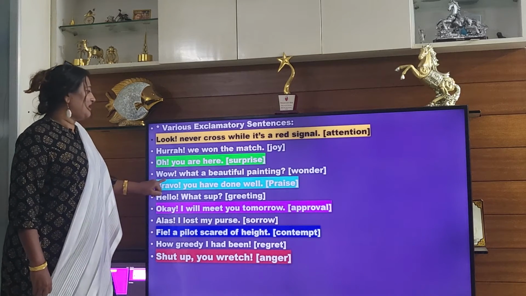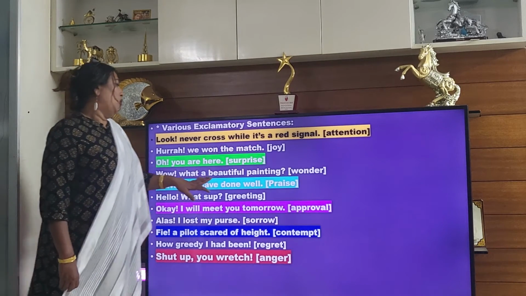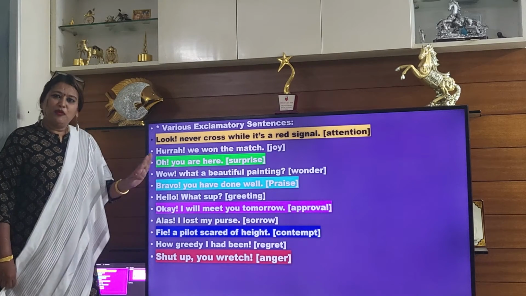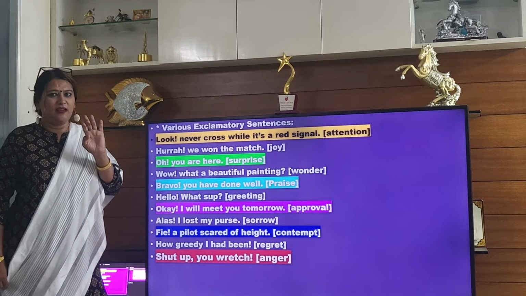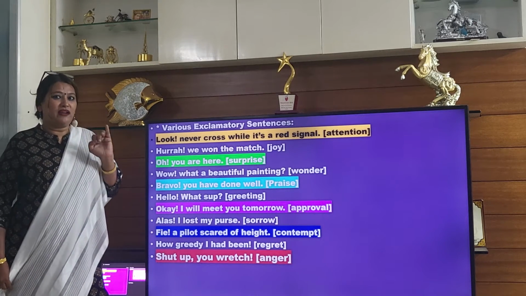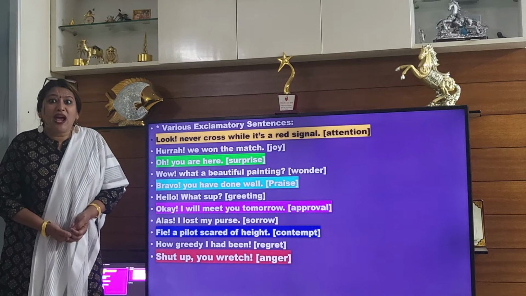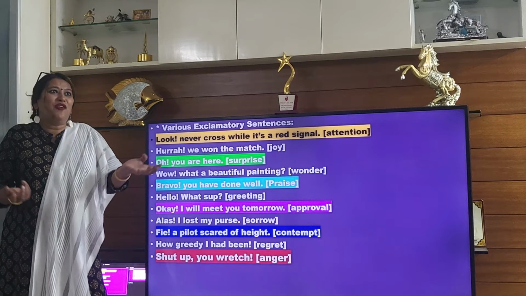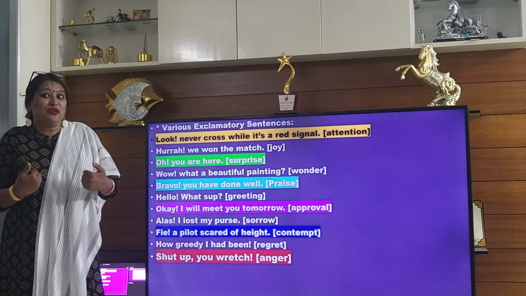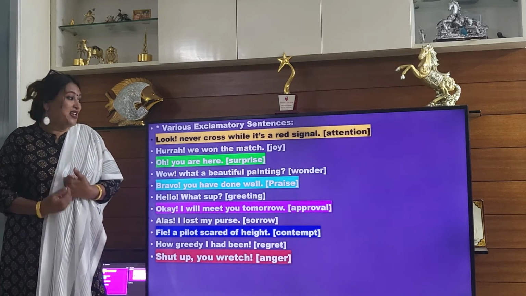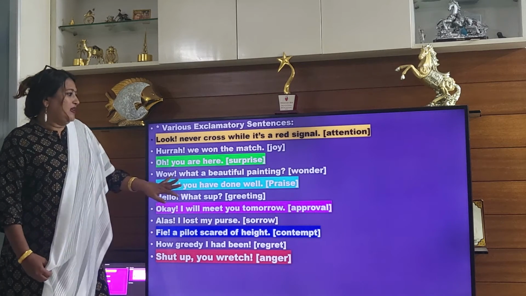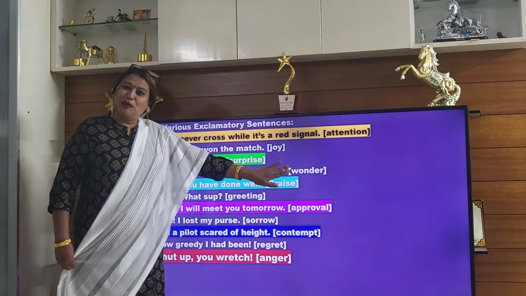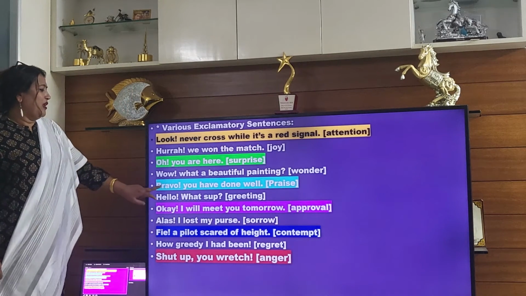Next comes, "Wow, what a beautiful painting!" It has a question word, but it's not an interrogative sentence. You're amazed, you're surprised. You couldn't believe it, you have not seen that. That gives you a pleasant surprise. So that's a wonder. You didn't expect that, and since it's positive, you call it a wonder.